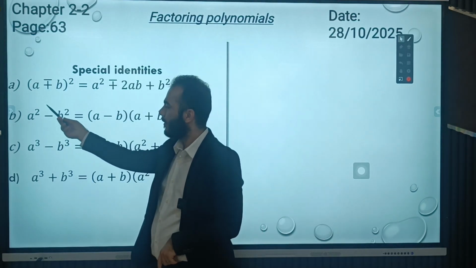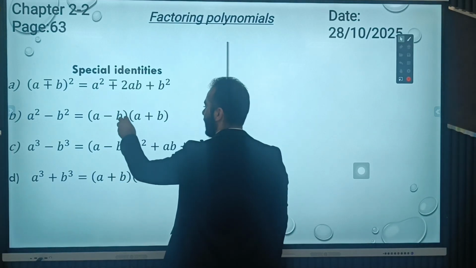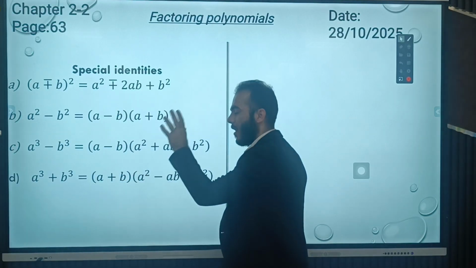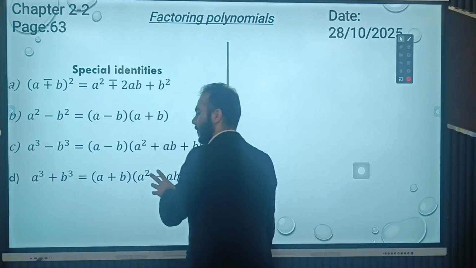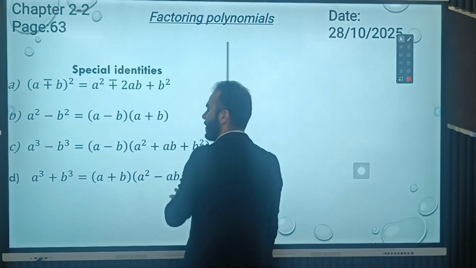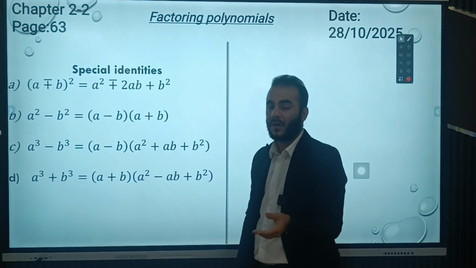All right. For this one, we mentioned it some minutes ago. So a squared minus b squared, if you want to factorize it, is equal to a minus b, a plus b. So in the exam, either the left side is given and you are asked for the right side, or the right side is given and you are asked to get the left side.